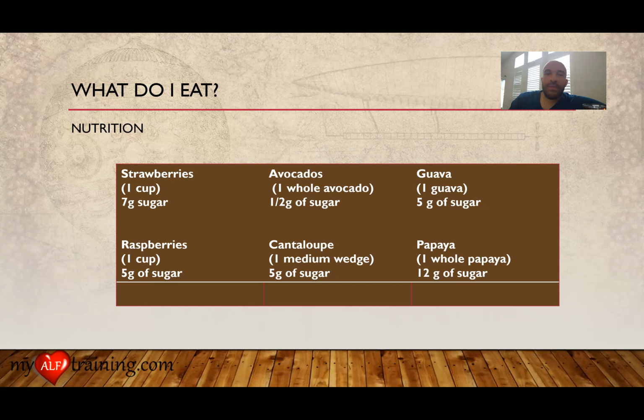So instead of having 1 whole banana, which is 14 grams of sugar, the patients can have 1 whole papaya, which is 12 grams of sugar, or 1 whole guava, which is 5 grams, or even less than that, 1 whole avocado, which is half a gram of sugar. So we need to learn how to substitute these little snacks, and not the ones that seem healthy, because for the diabetic population of patients, we really need to know exactly what we're giving them, because we want to help them manage their blood sugar.